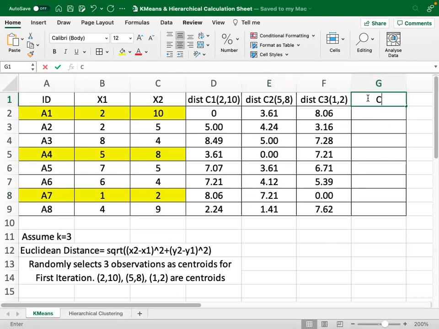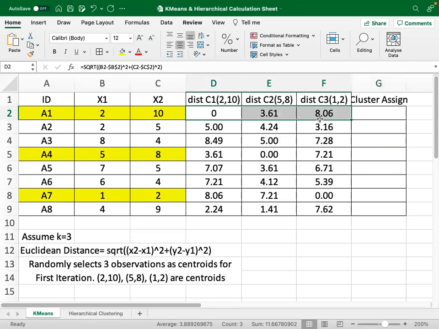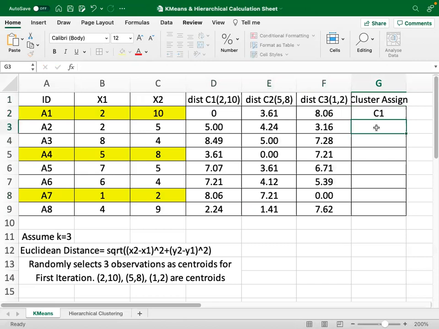Now we will assign the cluster. Cluster assign. Now, what is the lowest distance? 0. And 0 belongs to C1, cluster 1. So it will be C1.